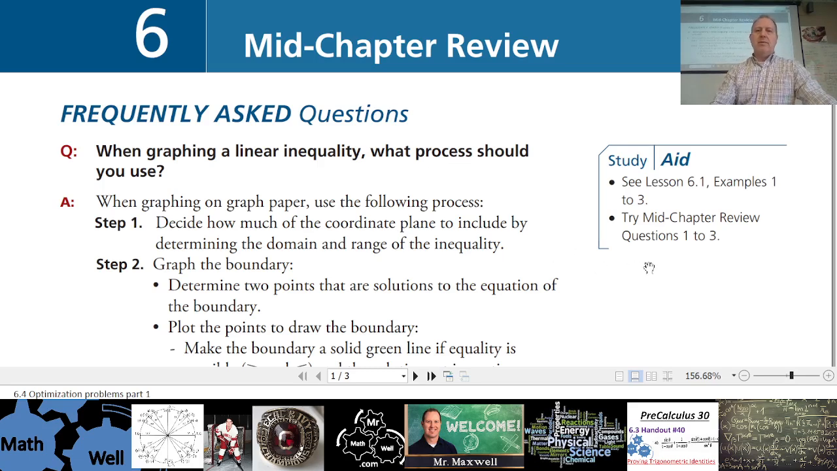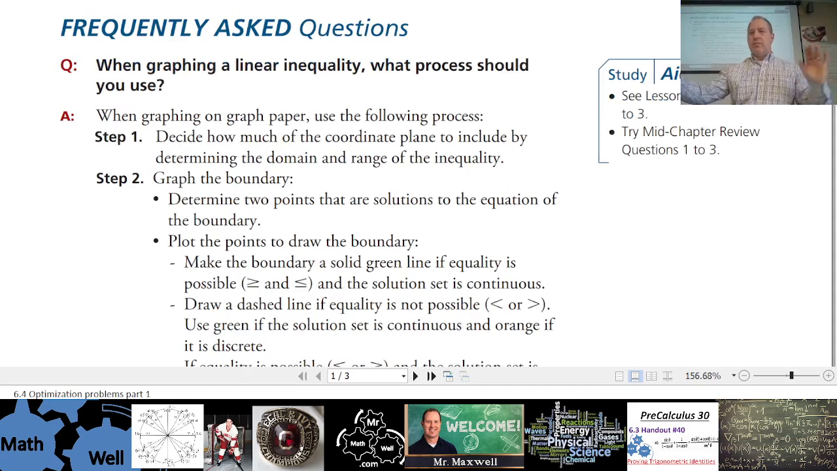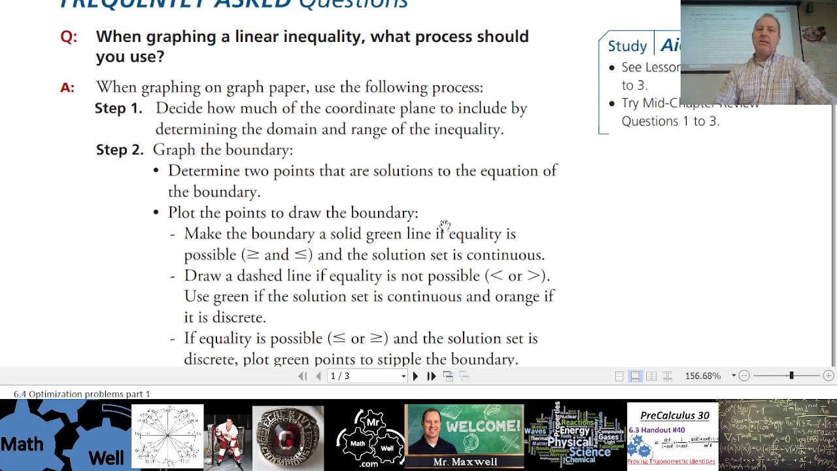Okay, so mid-chapter review. 6.1, when graphing an inequality, what process should we use? First of all, we'll need to properly scale the graph, determine how much of the graph we're going to be using, what your numbers are going to be, what the ranges are. Determine the boundary is the first main thing. So plot the line that is associated with the inequality. Just replace the inequality sign with an equal sign, and that's your boundary line.